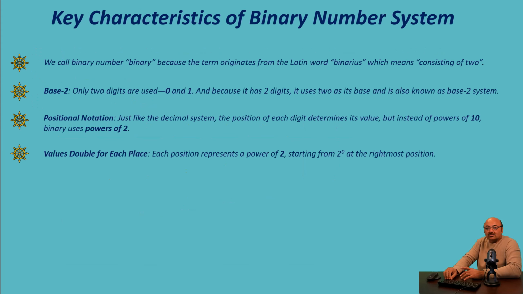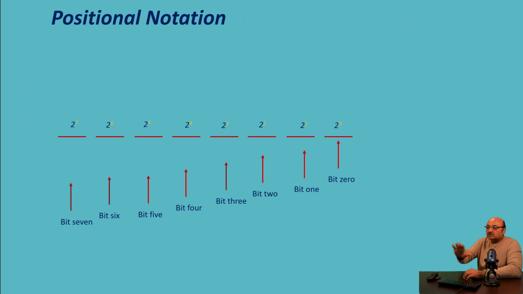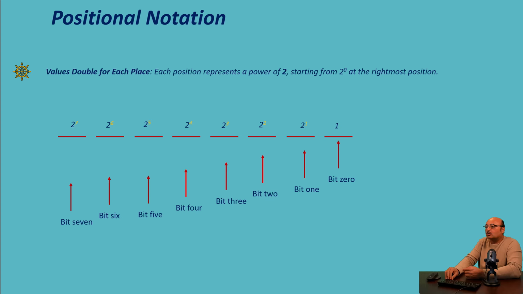And then one more observation that will be interesting for you is to see how these numbers are positioned. If you look at this 2 to power 0, which is the rightmost bit, applying the same rule, any number to the power 0 gives 1. So 2 to power 0 can be written as 1. Similarly, 2 to power 1 can be written as 2, 2 to power 2 as 4, 2 to power 3 as 8, 2 to power 4 is 16, 2 raised to power 5 is 32, 2 raised to power 6 is 64 and 2 raised to power 7 is 128.